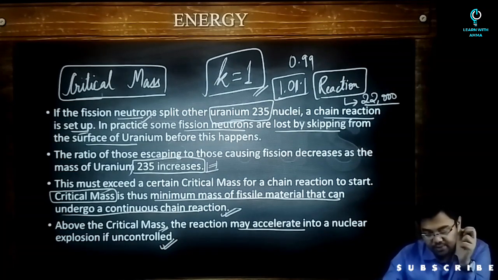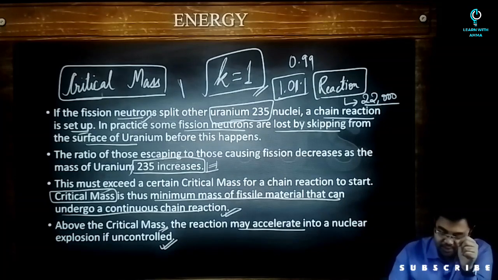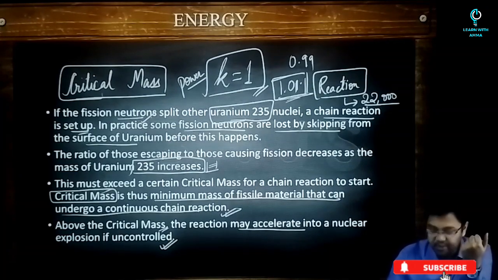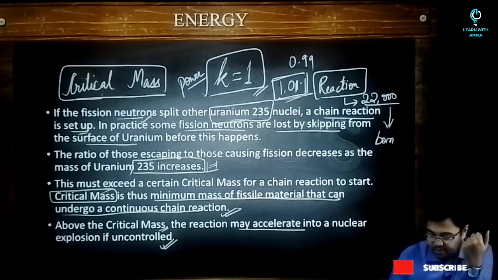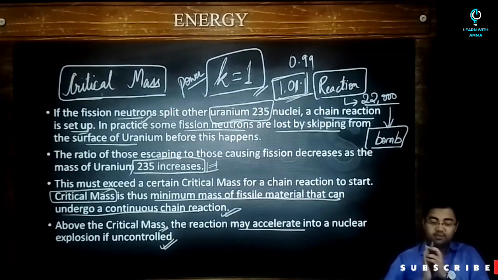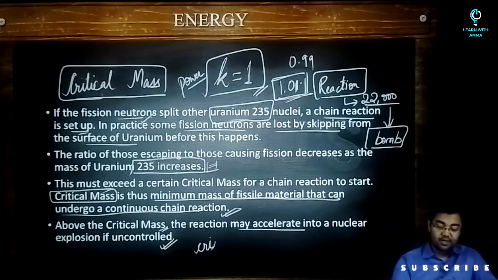So if K is equal to 1, you have a controlled reaction and you can generate power from here. But even if it increases by 0.01 and becomes 1.01, this becomes an uncontrolled reaction, and this is where the formation of an atom bomb can happen. So such importance this particular critical mass has. And you would hear about something called criticality.